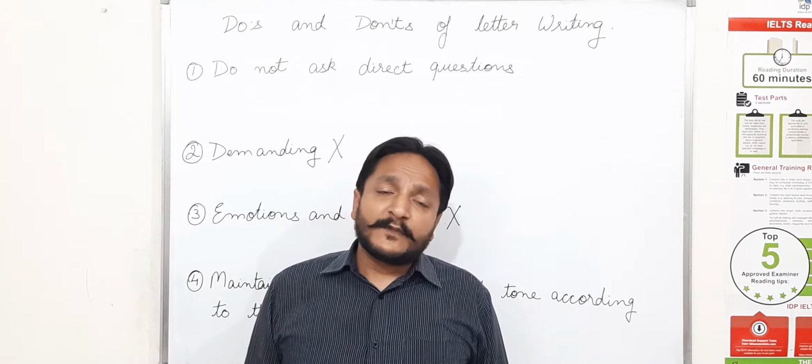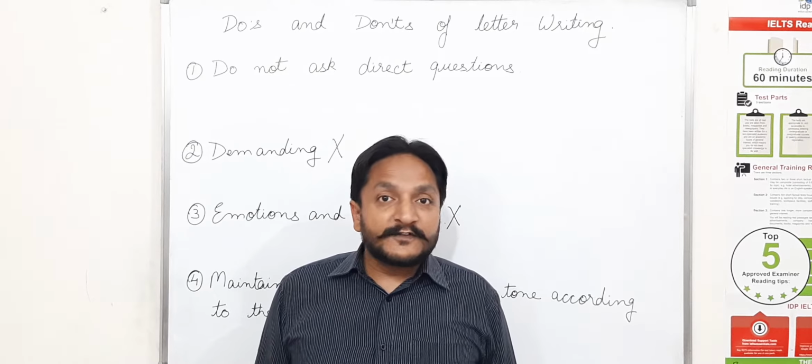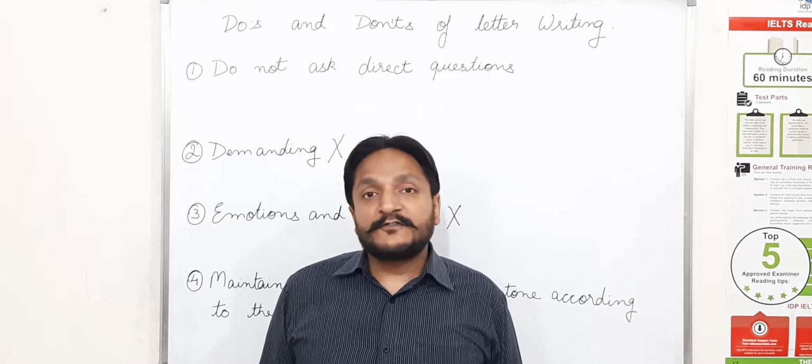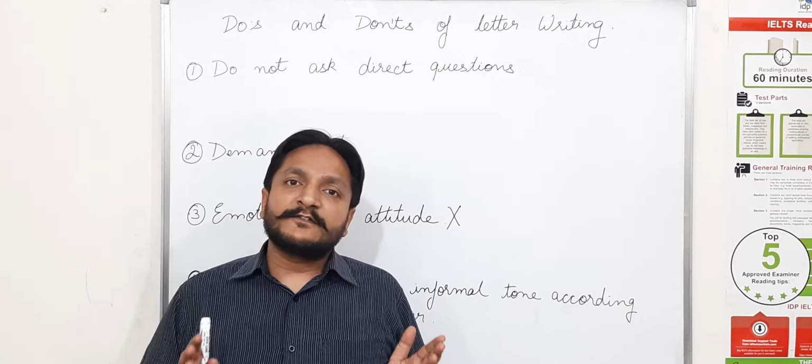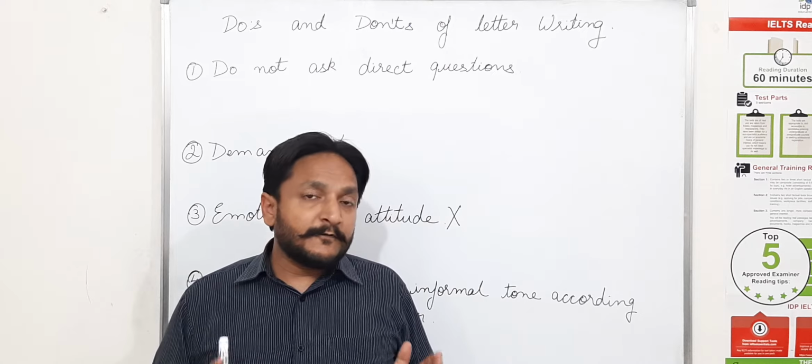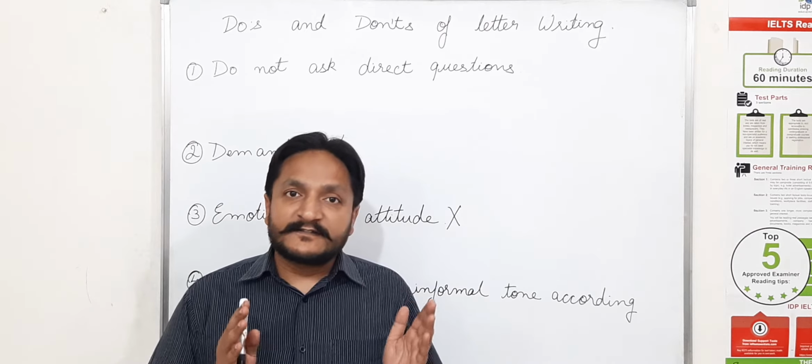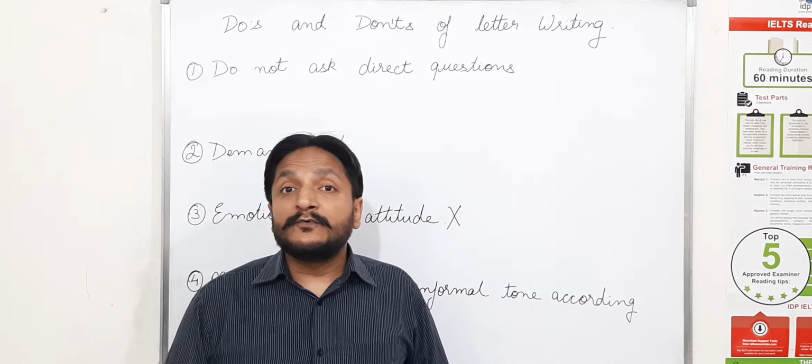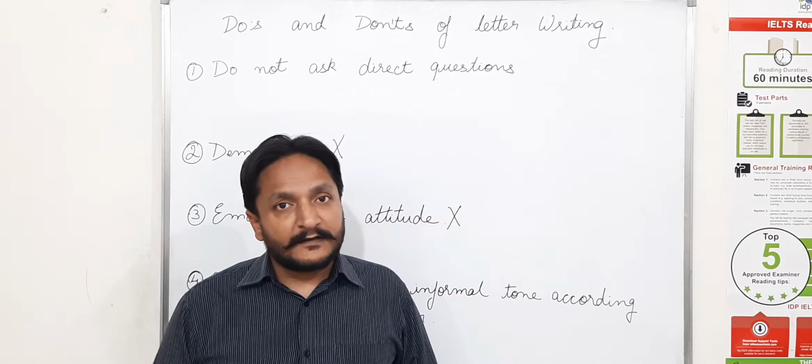So guys, today I'm in front of you with some do's and don'ts of letter writing. Guys, we need to understand that if we are appearing for a general IELTS test, most of the times our target is 7 or 7.5 or 8. So if you have to score 7 band in your writing, then you cannot afford to make a lot of mistakes. So that is why we need to keep in our mind what are the do's and don'ts of letter writing.